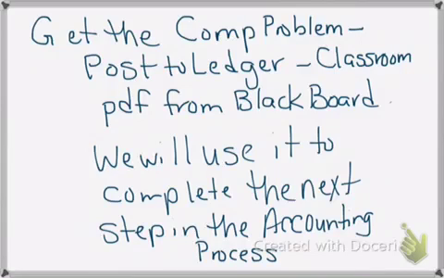Alright, so this is on Blackboard. It is underneath that last video that we looked at. It's the link right underneath that, and it says comprehensive problem, post to ledger, classroom, and it is a PDF version. So you want to pull that from Blackboard. This is going to show you what the ledger should look like all the way through the end of June the 3rd's journal entries. So what we're going to do is take this information from the journal.